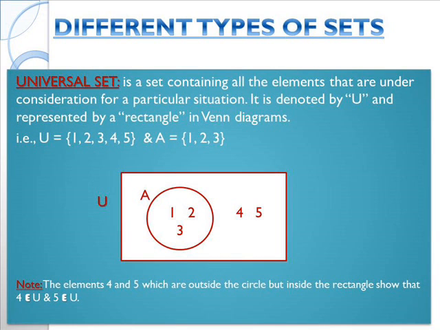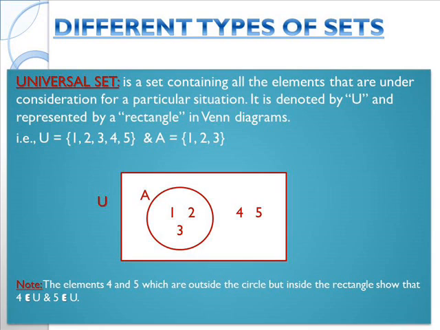Finally, we have the universal set, that is a set containing all the elements that are under consideration for a particular situation. Universal set is denoted by capital U and is represented by a rectangle in Venn diagram. All the other sets, which are actually subsets of the universal set, are drawn within the rectangle. While universal set is represented by a rectangle, all the other sets, which are subsets of universal set, are represented by circles.